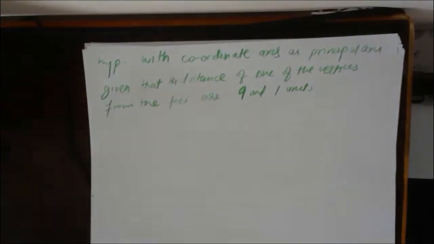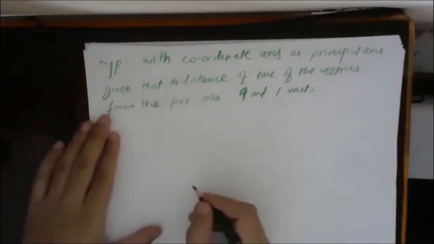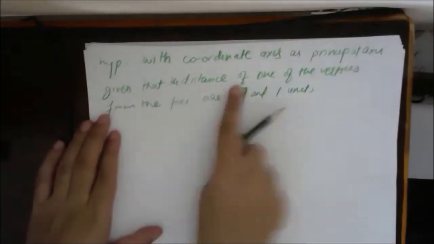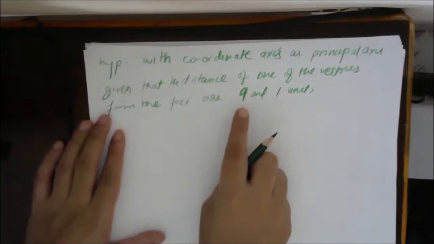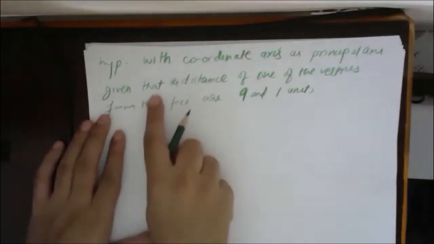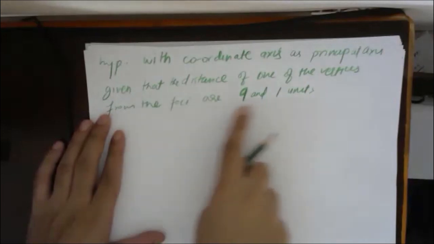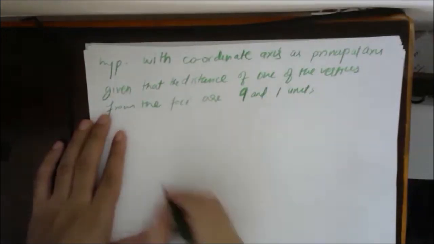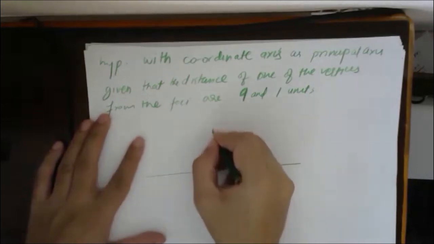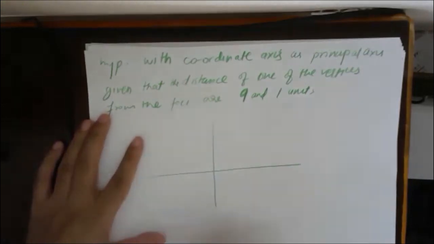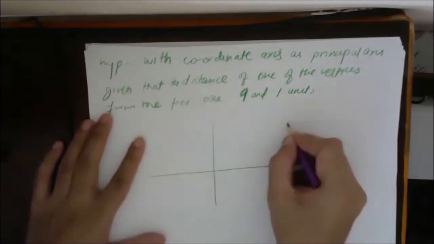Okay, so let's solve this one. What they are saying is that the principal axis is the coordinate axis. Given that the distance of one of the vertices from the foci are 9 and 1 units, the hyperbola is of this simple form.